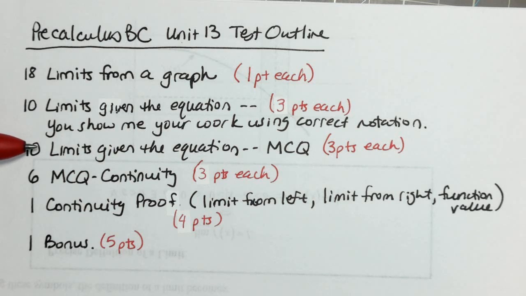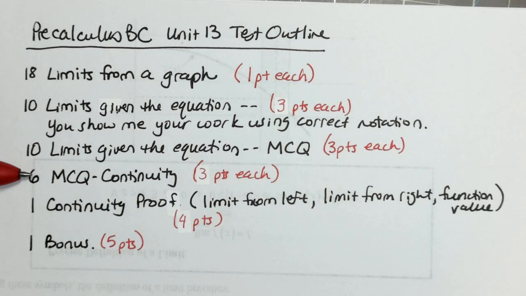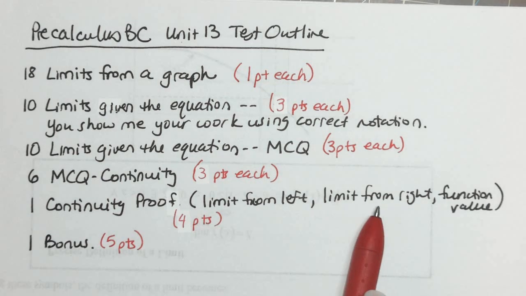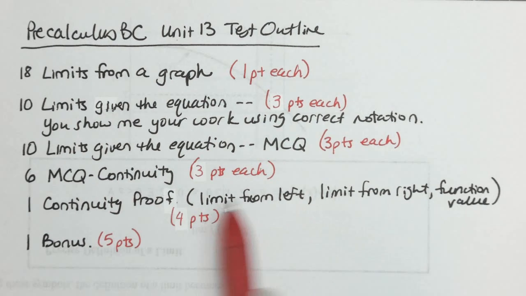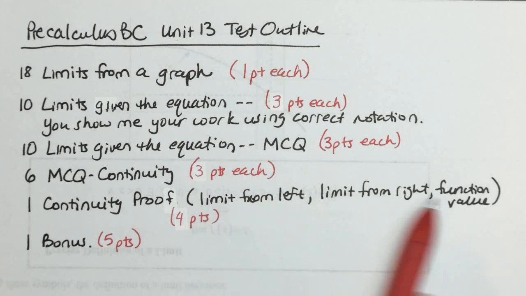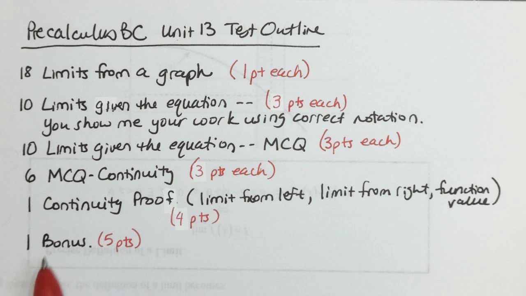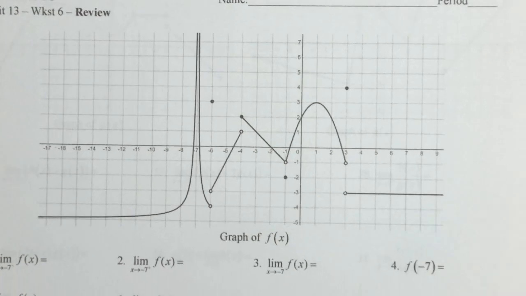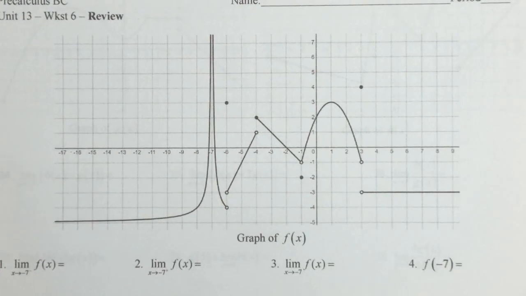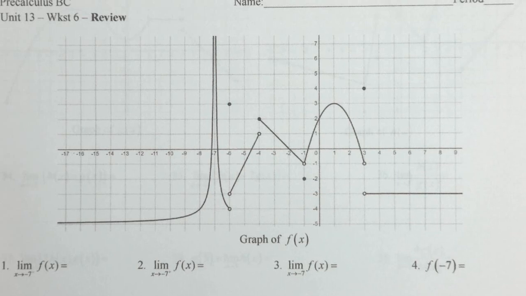10 are multiple choice. 6 multiple choice continuity questions, and a continuity proof where you show that the limit from the left is equal to the limit from the right is equal to the function value, or if it's not continuous, then you would show that one of these does not equal the other. And then a bonus. Alright, so in this video, I'm going to work through these problems in your review.